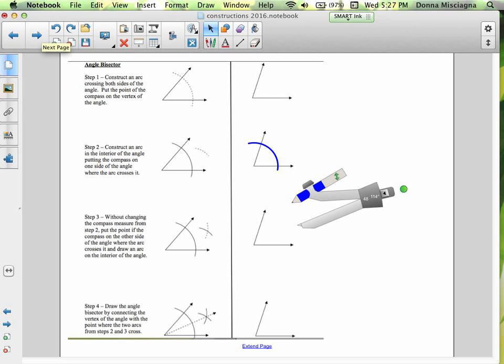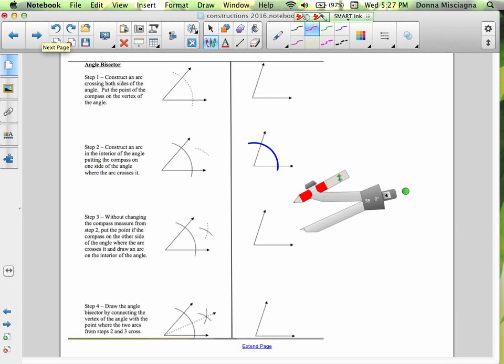Now you can make it, I wouldn't make it any bigger than that. You could make it smaller than that if you want. Not too much smaller, but a little small if you want. Now I'm going to open it up just a tad more. That's fine. And our next step, I'll stay in blue here.